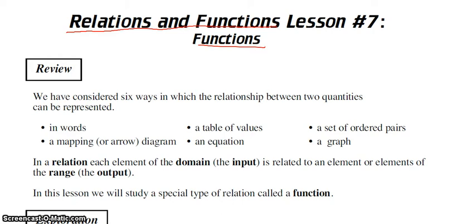Alright, so first review. There are 6 ways to describe relationship between two quantities. And here we go, right? Graphs and all that. And then we describe domain and range, input, output, independent variables, dependent variables. In this lesson, we'll focus on the special type of relation. So some relation, if they meet the criteria, they are called functions. So what is it?